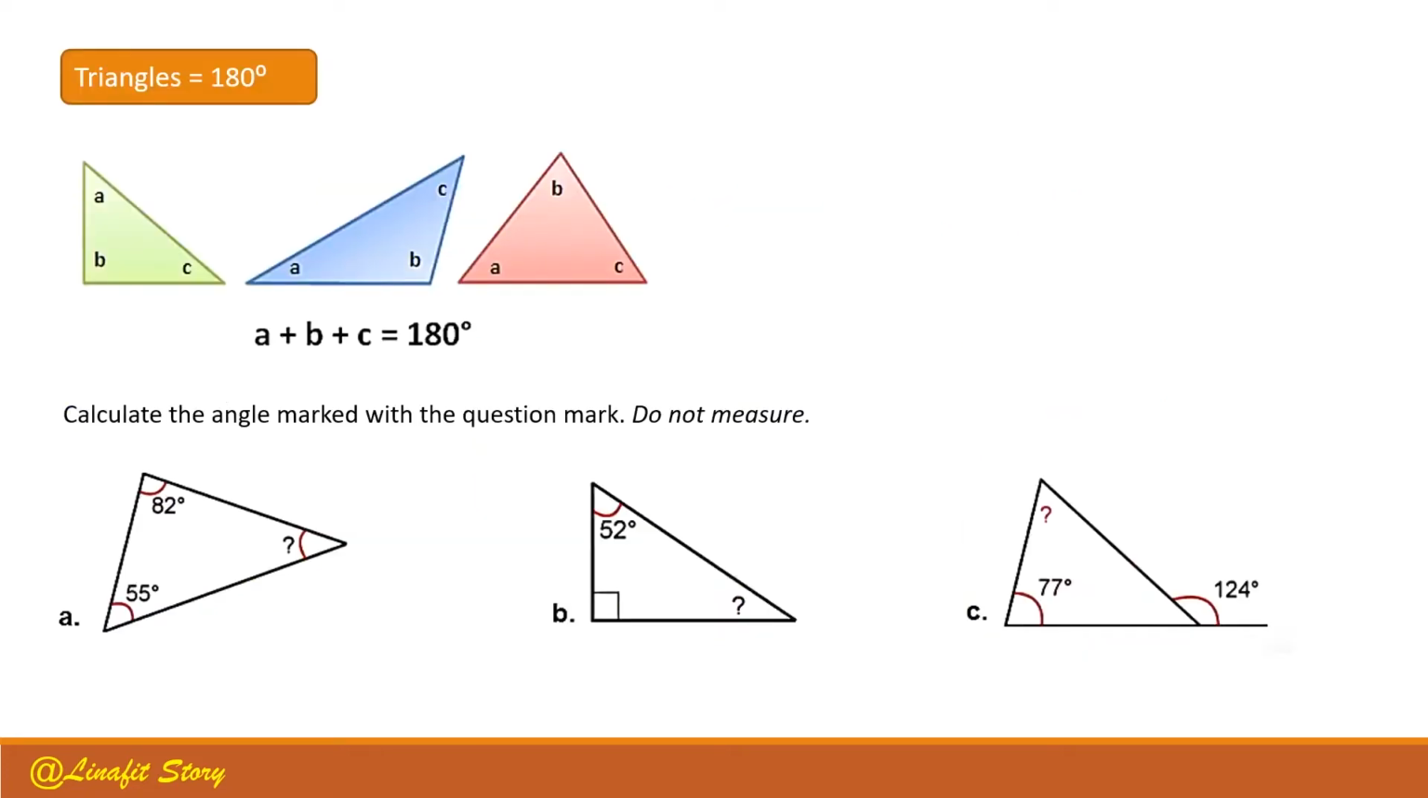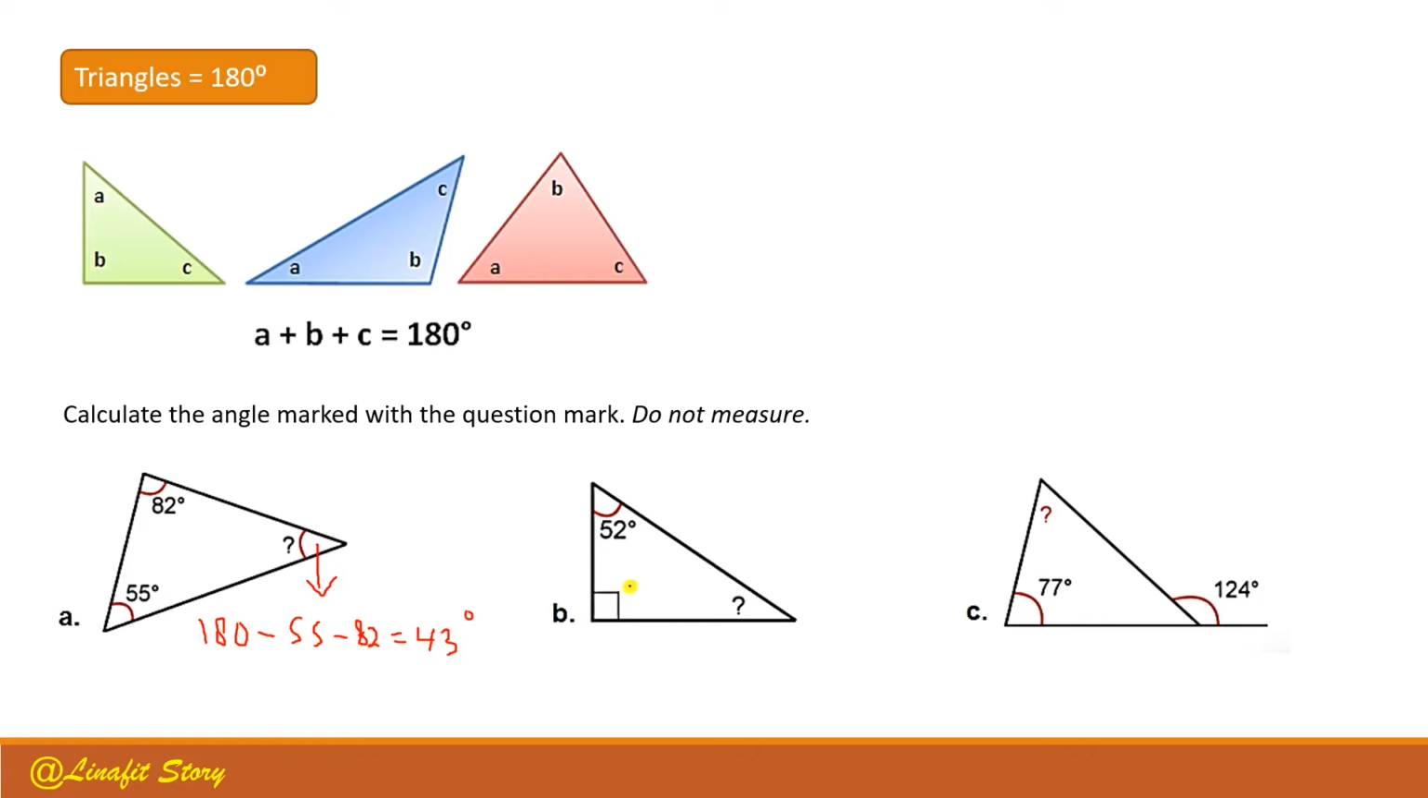The sum of the interior angles of a triangle is equal to 180 degrees. So over here, this is a triangle with interior angles A, B, and C. So A plus B plus C is equal to 180 degrees. So now, for example here, calculate the angle marked with the question mark. Do not measure with the protractor. So now here, this is 180 minus 55 minus 82 is equal to 43 degrees.